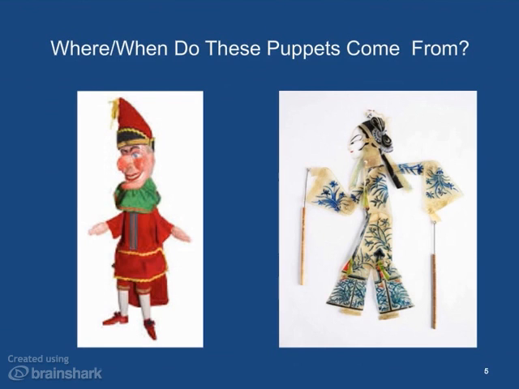Here's the answer. The puppet on the left comes from England, where Punch and Judy puppet shows were first performed in the mid-1600s. The puppet on the right is a shadow puppet from China that originated in the Han Dynasty, approximately 200 BCE to 200 CE. Were you right?